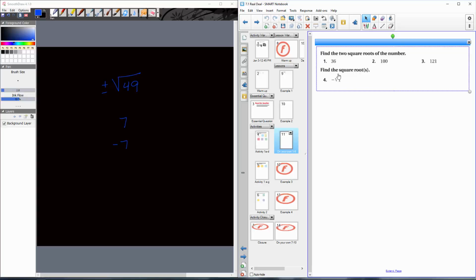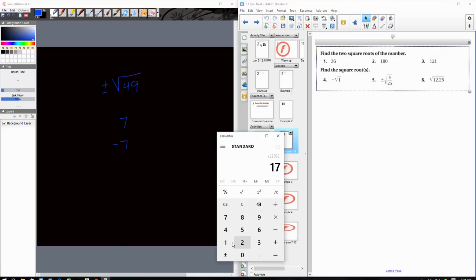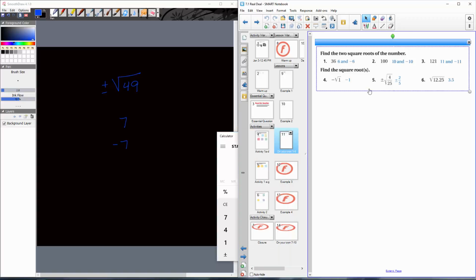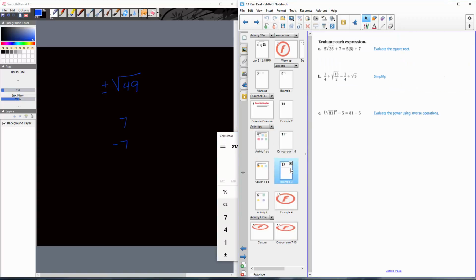Find the negative square root, so this would be -1. This is going to be plus 2 over 5 or minus 2 over 5. And then this right here, if I move it over 2 spots, geez, I don't know, 1225, let's look. So I go 12.25, so 3.5. So there are all the answers.